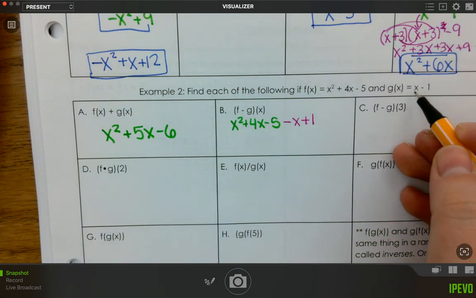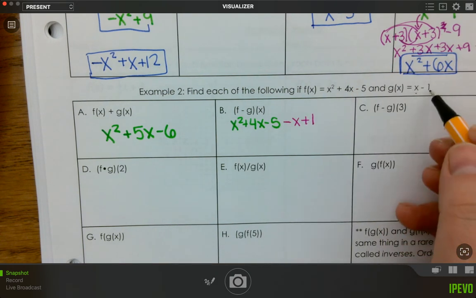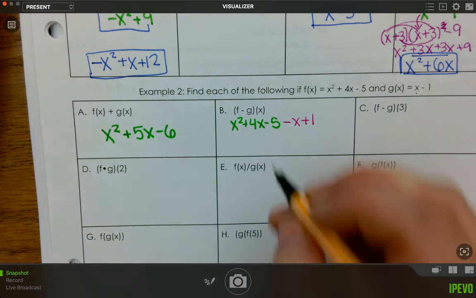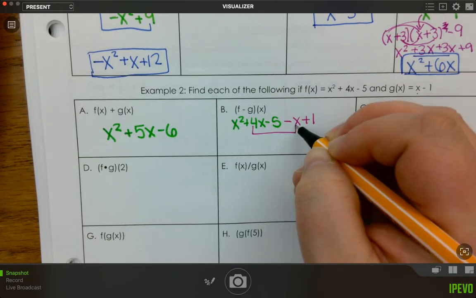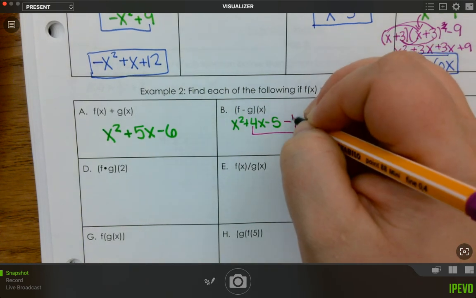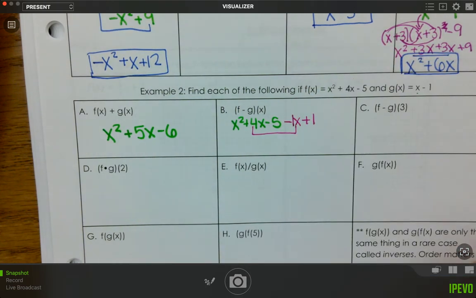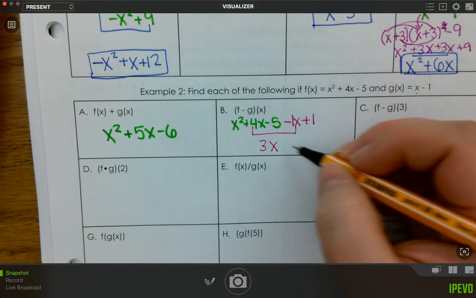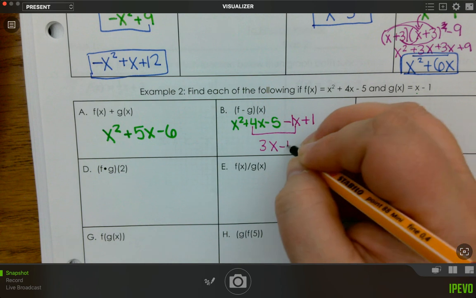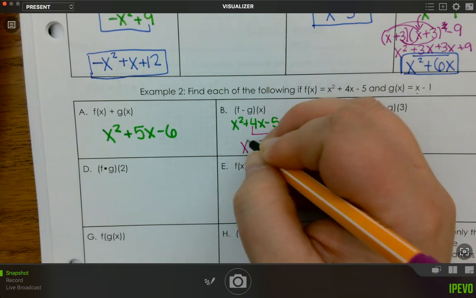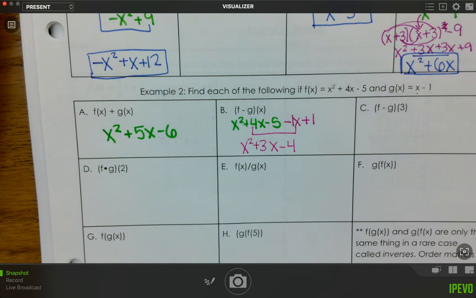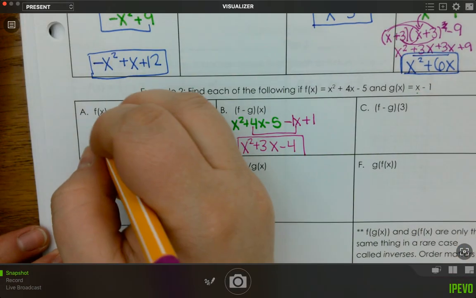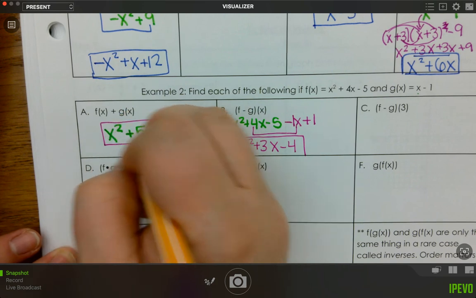So negative x is negative x. Negative 1 becomes positive 1. And then you add your x's together. Again, if you need to put a 1 in front of this to help you out, go for it. 4x plus negative 1x is 3x. Negative 5 plus 1 is negative 4. And don't forget about the x squared. That's just kind of chilling out front, as some of you have called it. And I should have blocked my answer over here. That was the end.